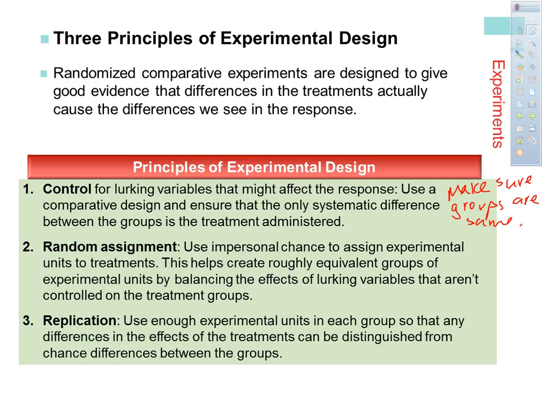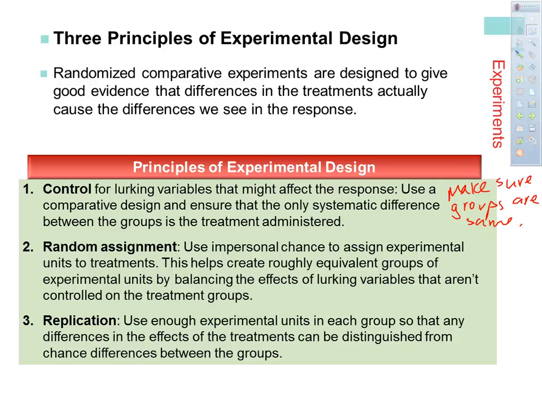And something that we haven't talked about yet, replication doesn't mean can we do the experiment over again. That's not what we're talking about. Replication addresses the issue of, even if we're randomly assigning our subjects, is it possible that the 2 groups end up being different for some reason?